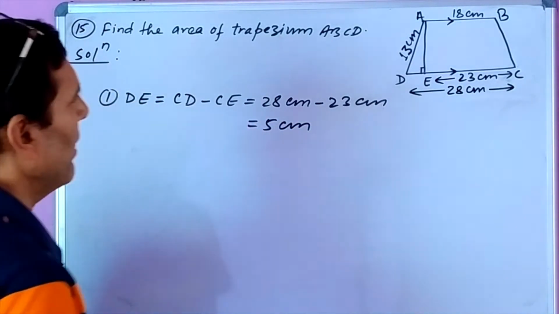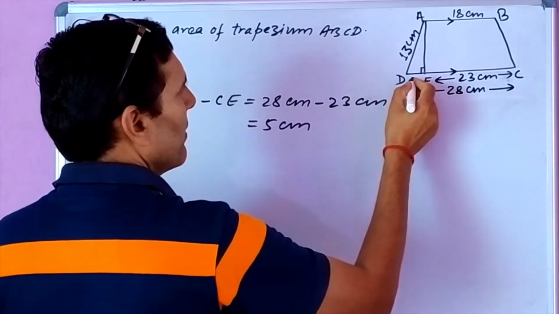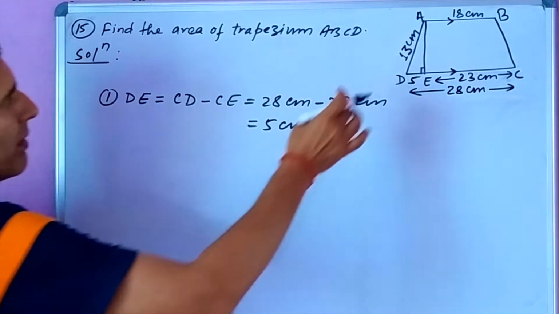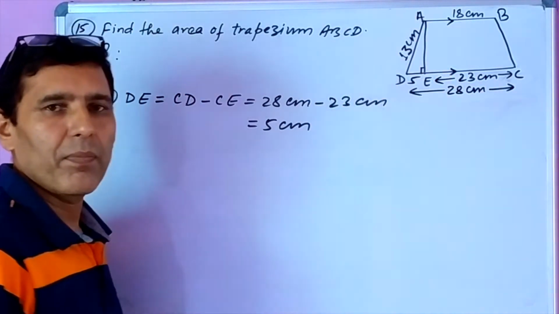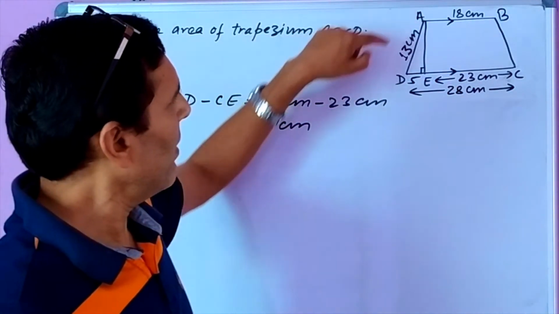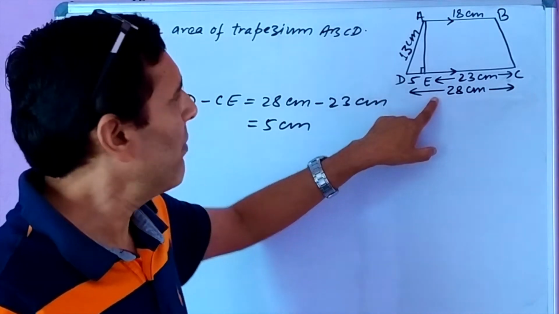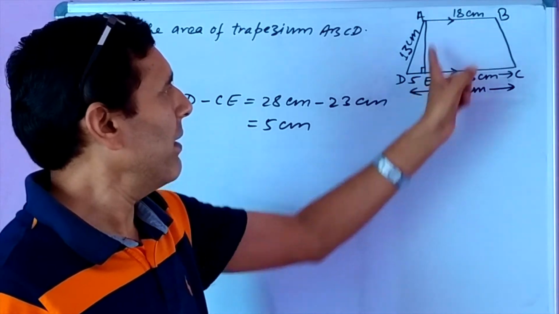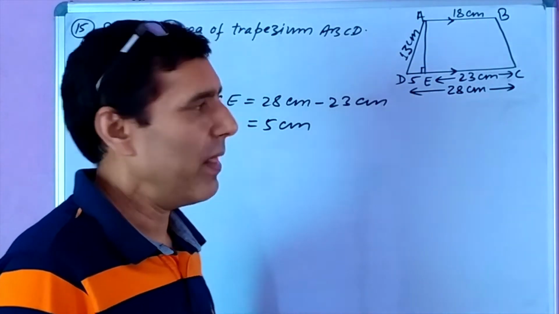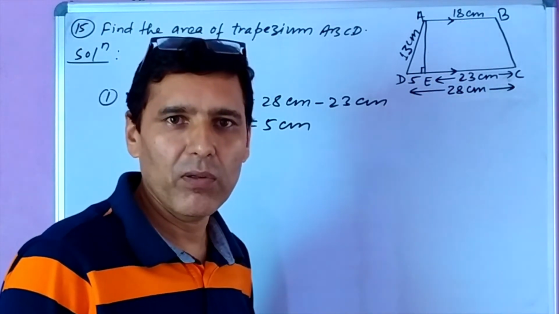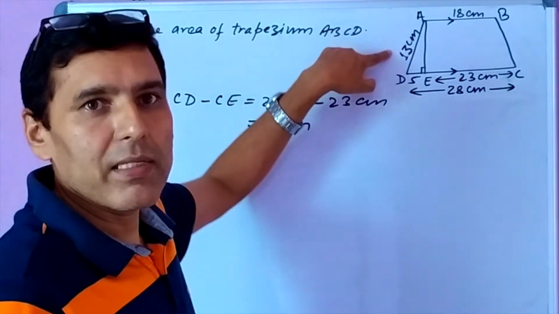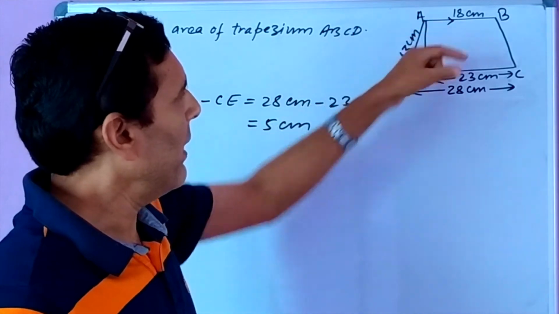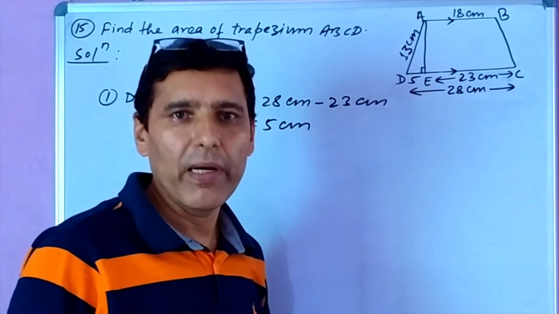Now after getting the value of DE, this length we got 5 centimeter here. So taking right angle triangle ADE, in which we have two sides AD and DE, now we can find AE by using Pythagoras theorem. H square is equal to P square plus B square. Here hypotenuse is the side opposite to the right angle. Here AD is the hypotenuse, and AE and DE, one is perpendicular, one is base.